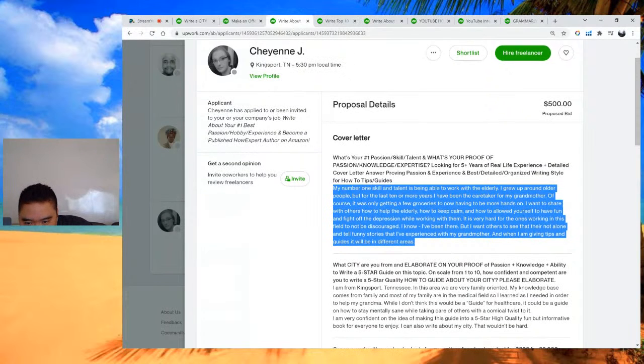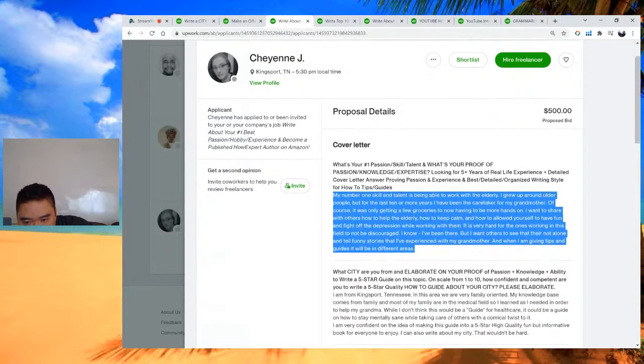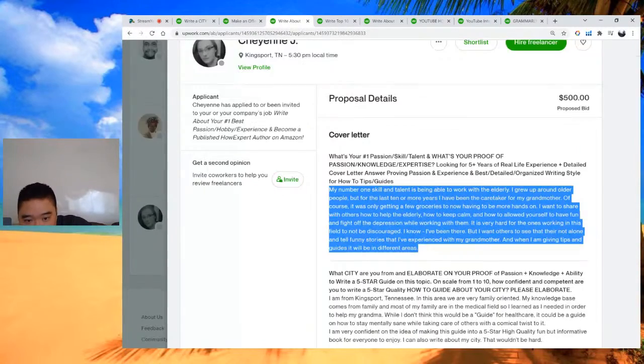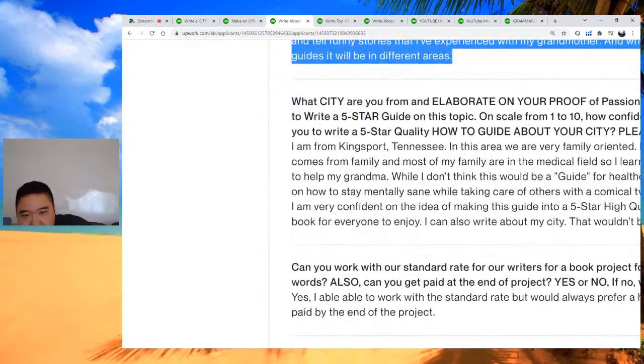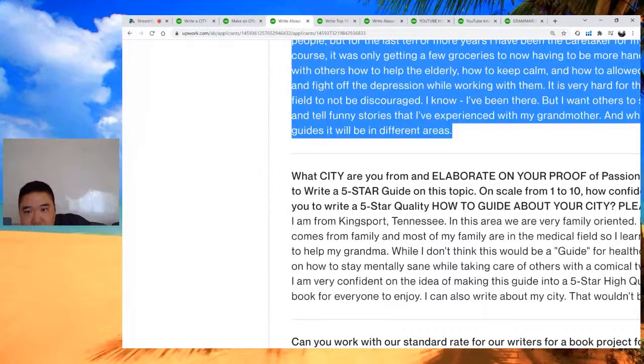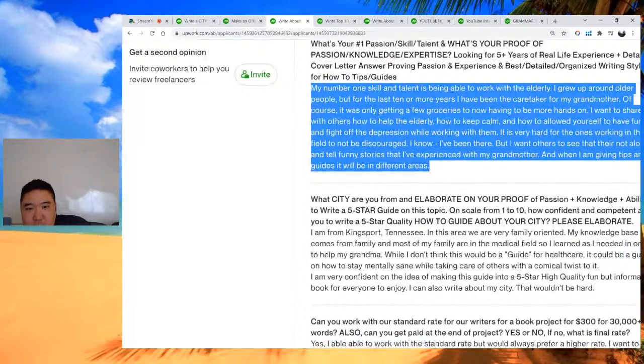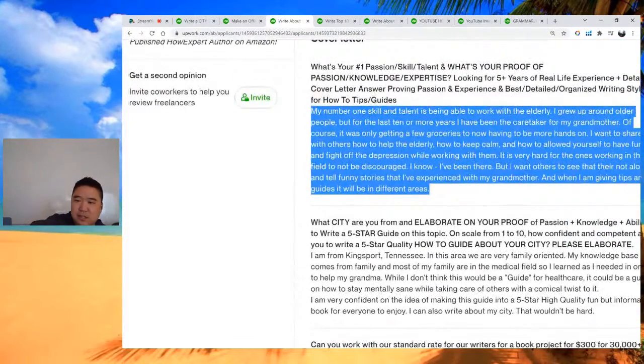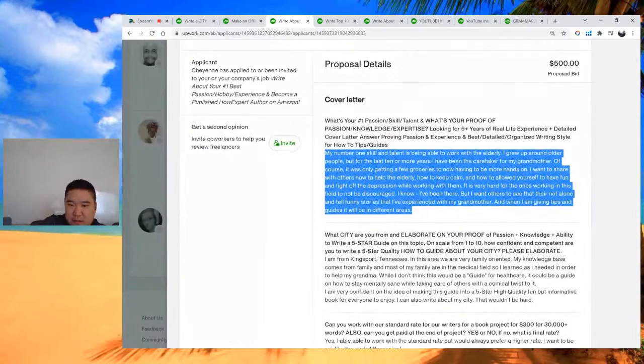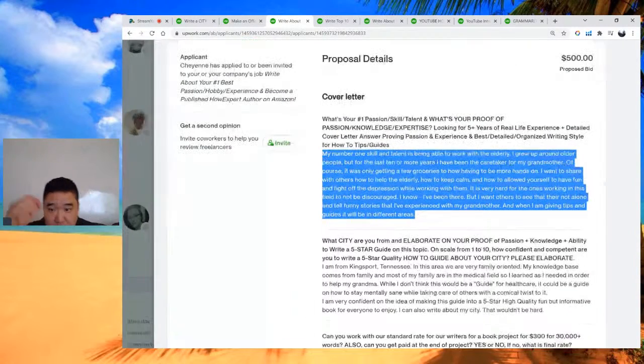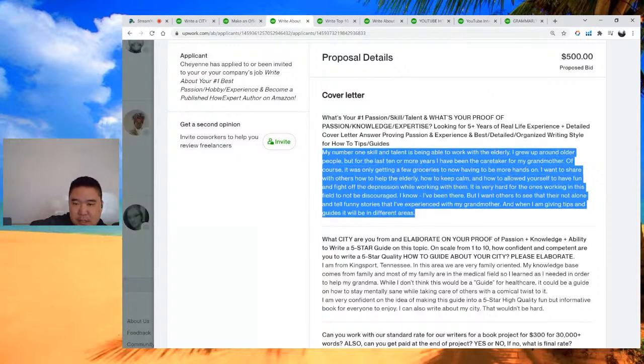Tennessee. I don't know. I won't explain anymore. I guess I have my own preferences, and when I'm reading Kingsport, Tennessee, okay, this is a unique city. It comes from my family. Most of my family is medical. So I learned I need, okay, I don't know.